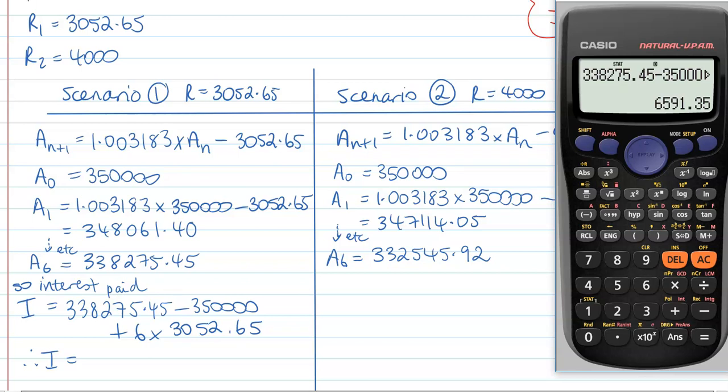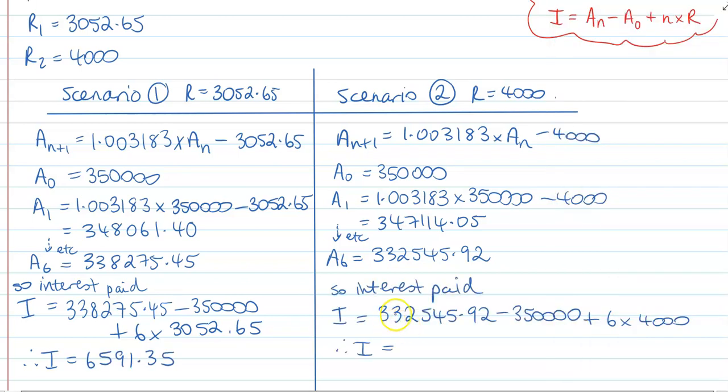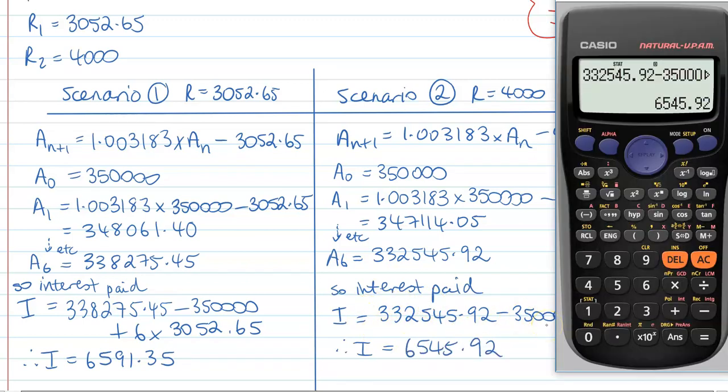And that gives us a total interest of $6,591.35 paid. And if we go and work it out for our second scenario, we can see in that scenario a total of $6,545.92 worth of interest has been paid over that 6 months.